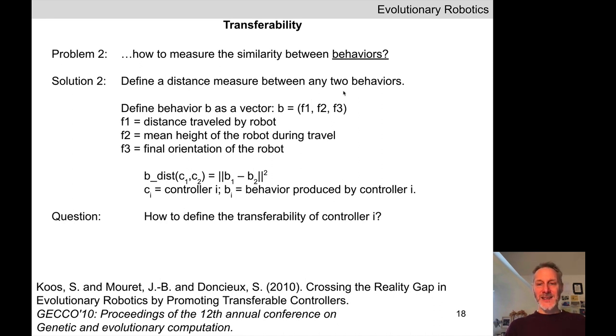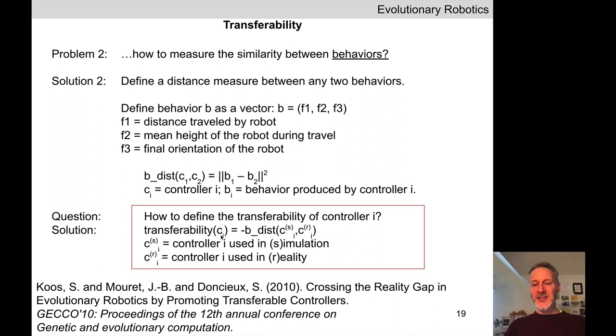Okay, so now that we've defined the distance between any two behaviors, how do we define the transferability of a single controller I? I'll give you a moment to think about that. We're going to define the transferability of C sub I as a function of the behavioral distance between the behavior produced by controller I in simulation and the behavior produced by controller I in reality. Remember, it's the behavioral distance between the same controller, but evaluated in two different robots, the simulated robot and the real robot. And we're going to define the transferability of C sub I as the negative of that.